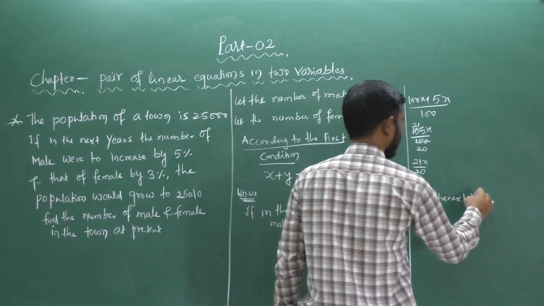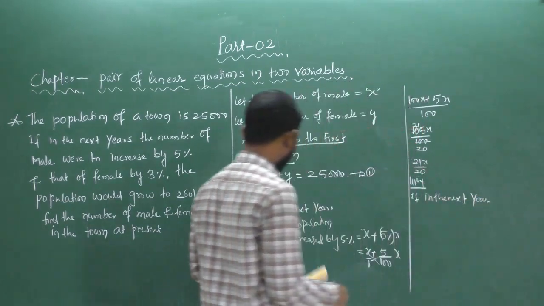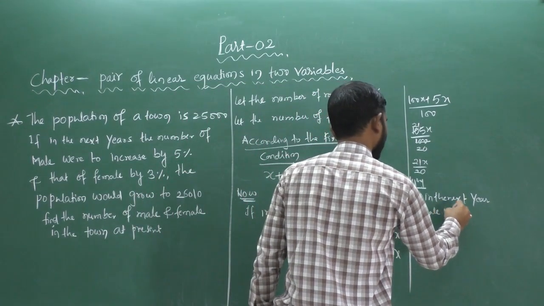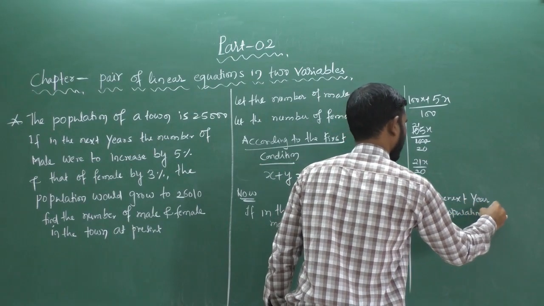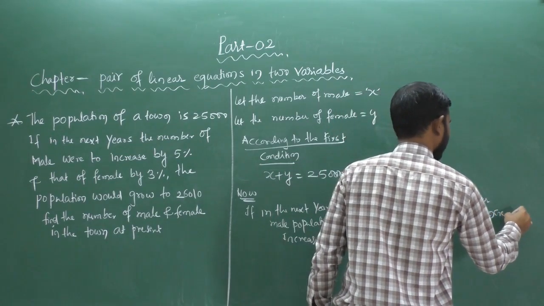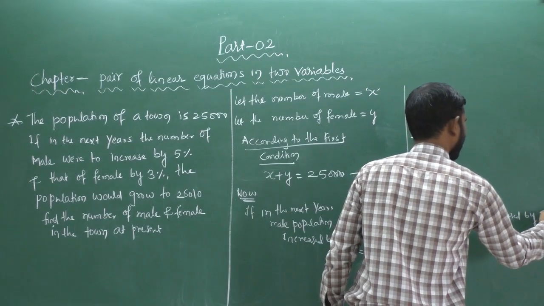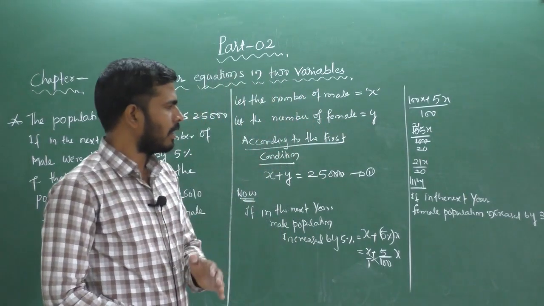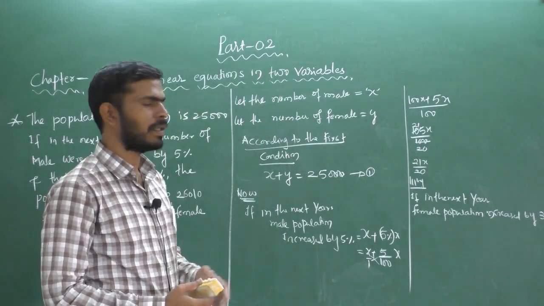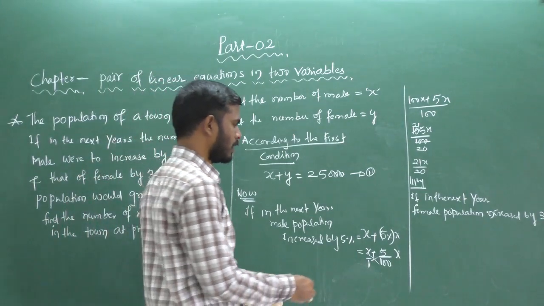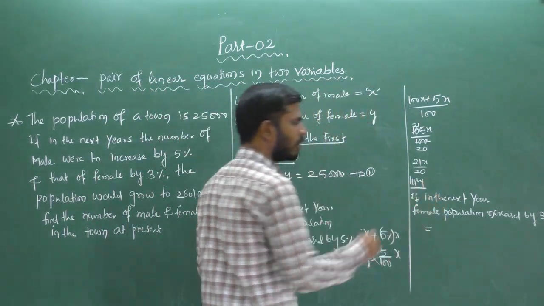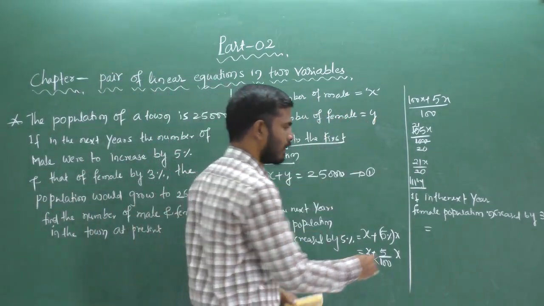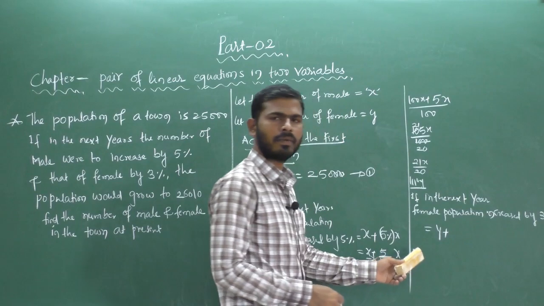if in the next year female population increased by 3%. So if next year the female percentage or female population is increased by 3% means, you can write, so female percentage or female population we consider here y. So that's why I will take here, this is a present population y.